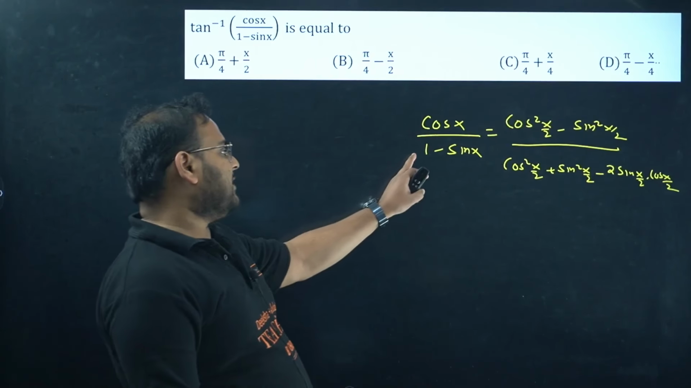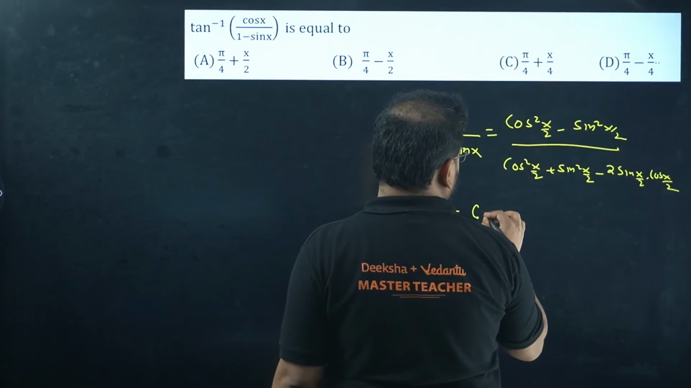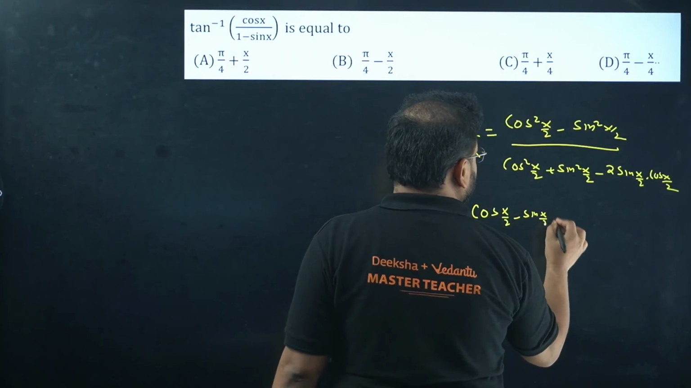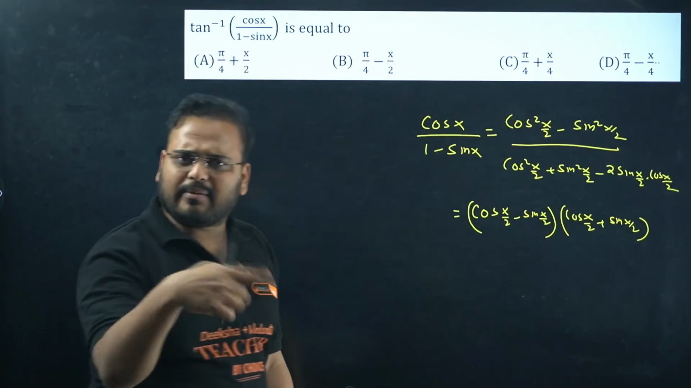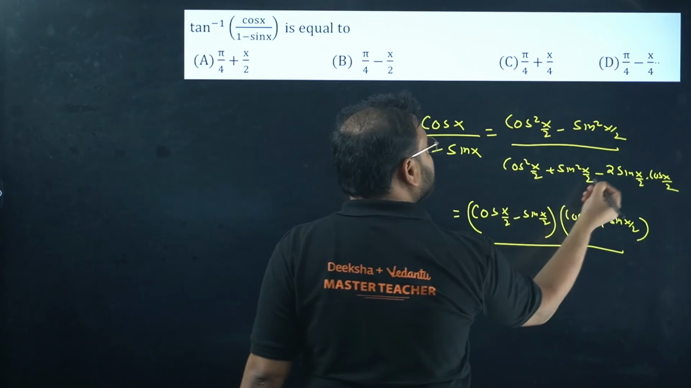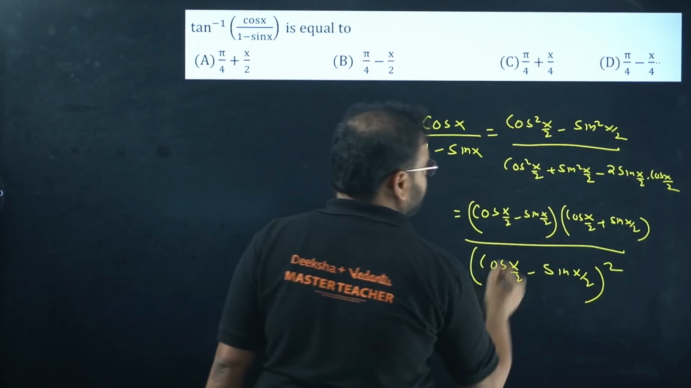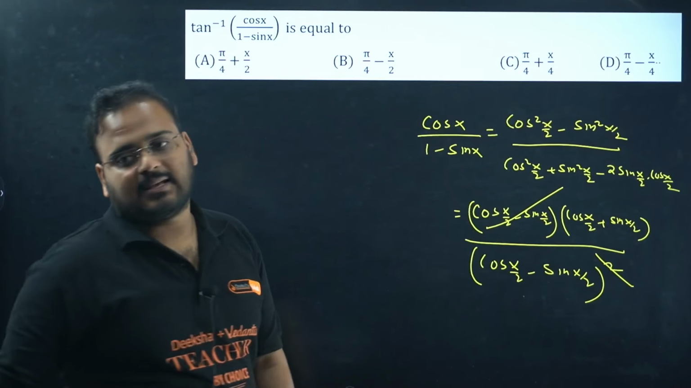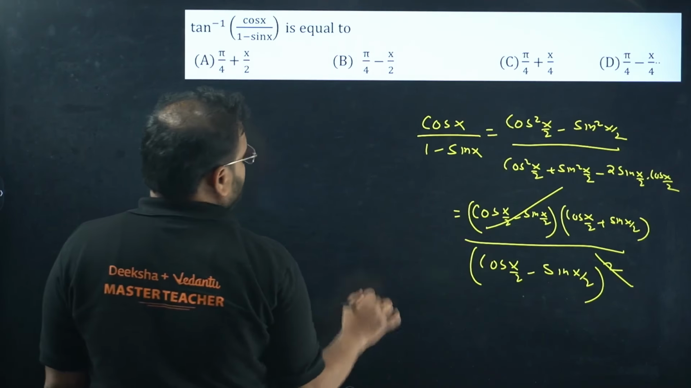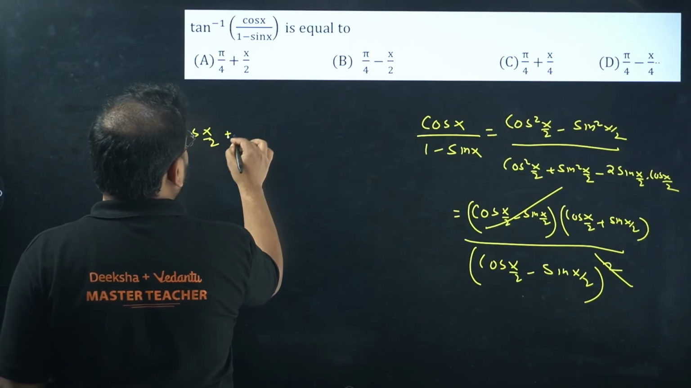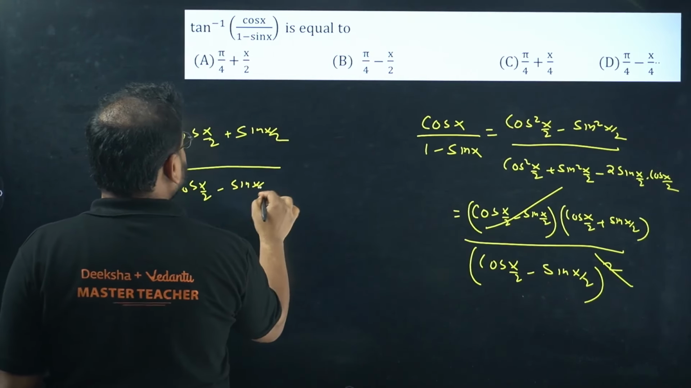Expansion of 1 I've taken as cos square plus sin square, minus 2 sin and cos. Numerator, you can write this as cos x by 2 minus sin x by 2 and cos x by 2 plus sin x by 2. The formula is a square minus b square. What about the denominator? A square plus b square minus 2ab. So we get cos of x by 2 minus sin of x by 2 the whole square. One of them is cancelled, so we are left with cos x by 2 plus sin x by 2 divided by cos x by 2 minus sin x by 2.